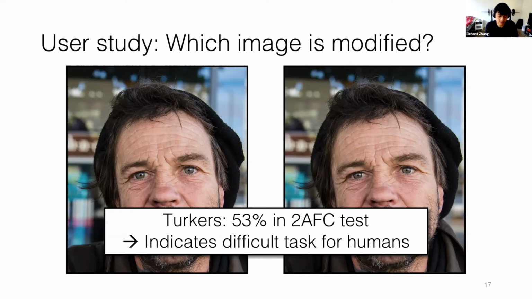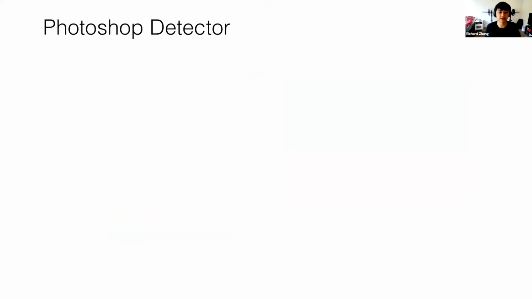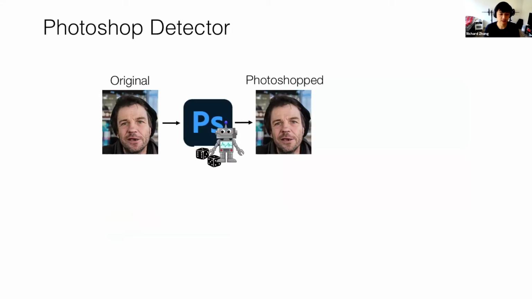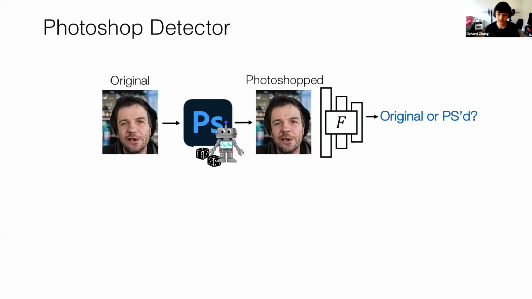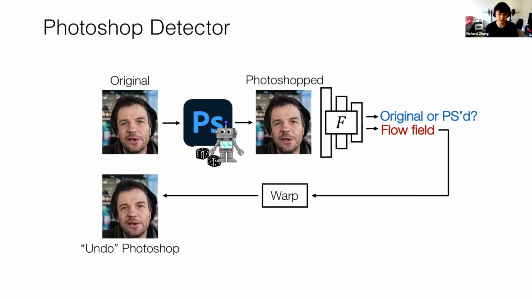So is it even possible for a classifier to do this task? Well, we weren't sure, but we went ahead and got a brave undergrad and tried anyway. To do this, we can take our photos, Photoshop them, and then train a classifier to ask, is this the original or is it Photoshopped? And this can just give you a binary answer. This would be a cool detector for this one feature in Photoshop. We wanted to go even further, and we asked ourselves an even crazier question: can we actually undo the Photoshop? In addition to predicting a binary answer, we can predict a whole flow field and apply it to the Photoshopped image.